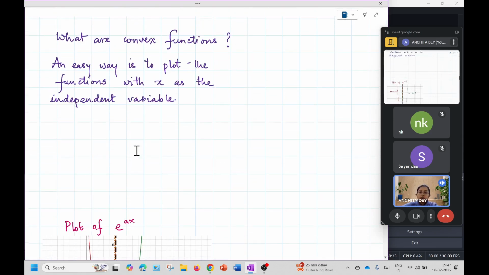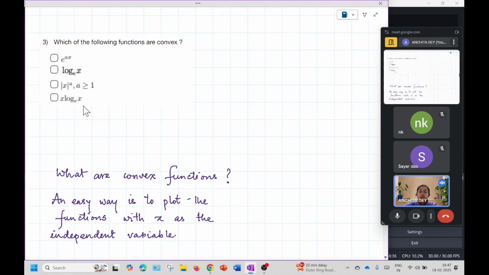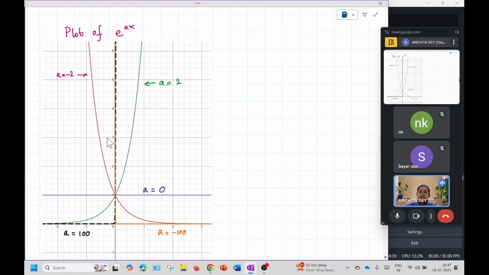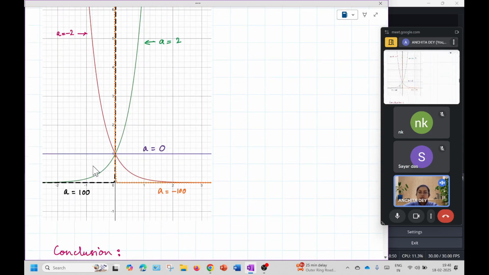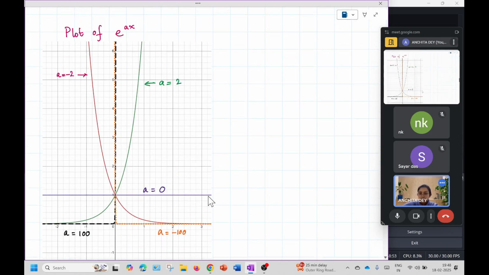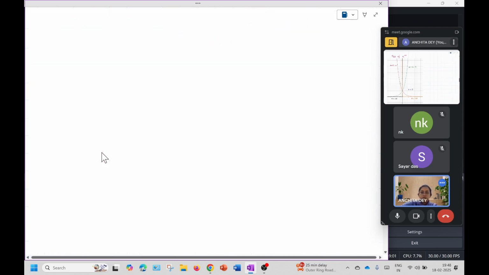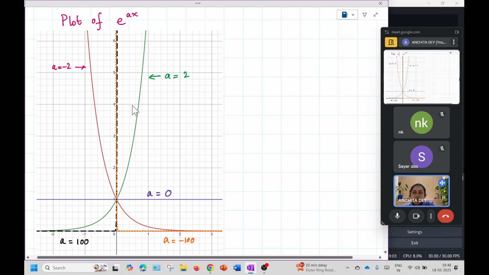So, the plot of e to the power ax, that's the function given to us. I've plotted it here using Desmos for different values of a. We do not have any limit on a given here. So I take a equal to 0 and I get this line, which is simply a line. With a equal to minus 2, it is this function shown in red. I hope it's visible to all of you. This green one is for a equal to 2. A equal to 100 is this black dashed line, and the dotted one is for a equal to minus 100.